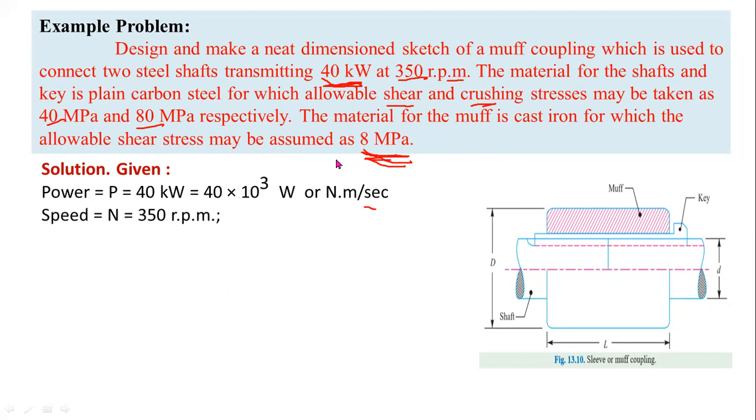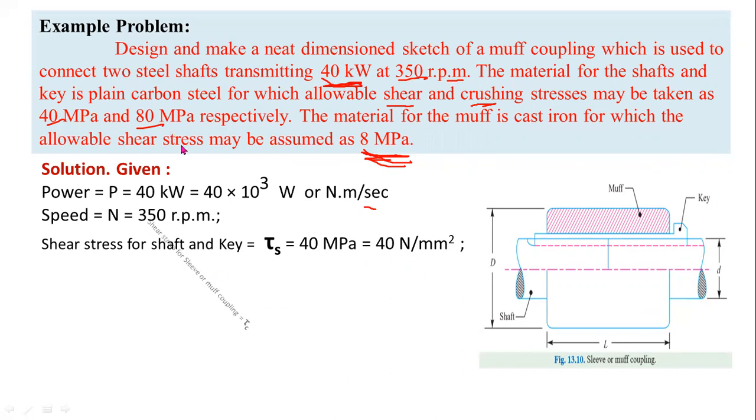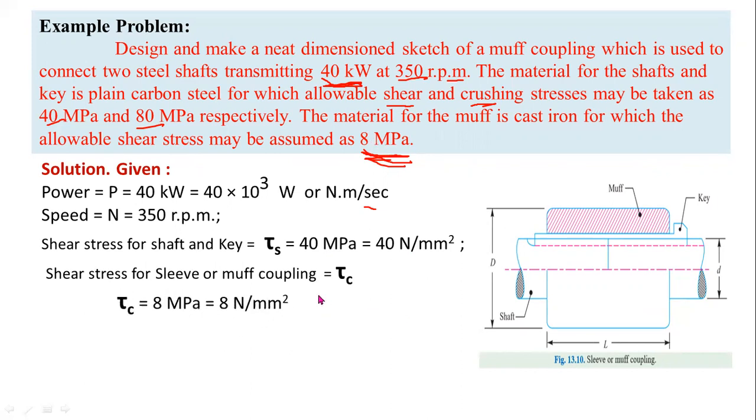So speed N equal to 350 rpm. Shear stress induced in the shaft material equals 40 megapascal. 1 megapascal equals 1 Newton per mm square. Shear stress induced in the cast iron, tau c, equals 8 megapascal. Now sigma c is the compressive stress induced in the shaft and key material. Sigma c equals 80 megapascal, that is, 80 Newton per mm square.